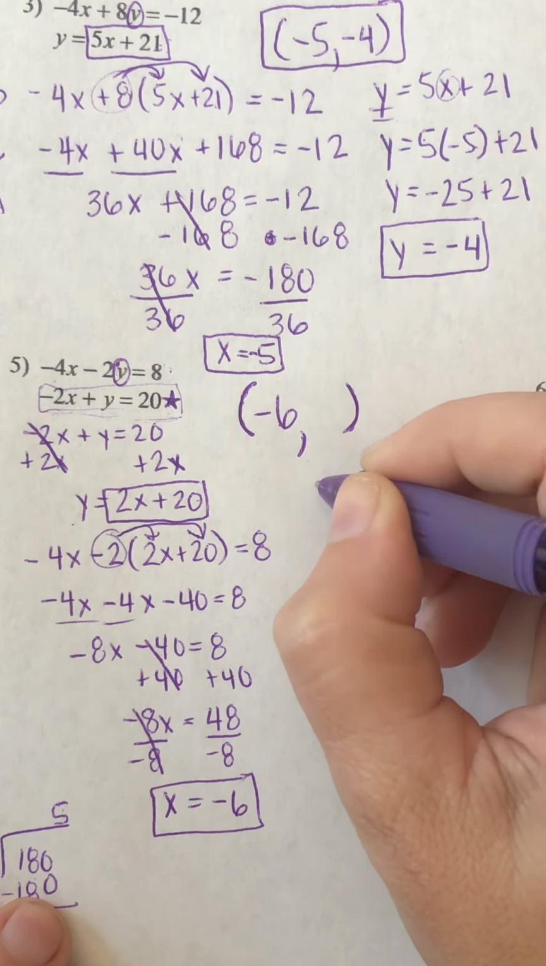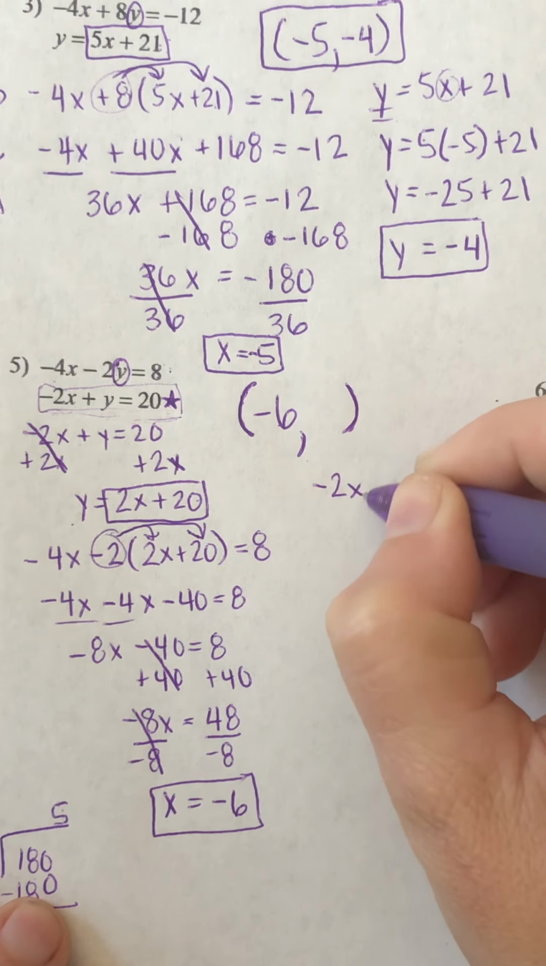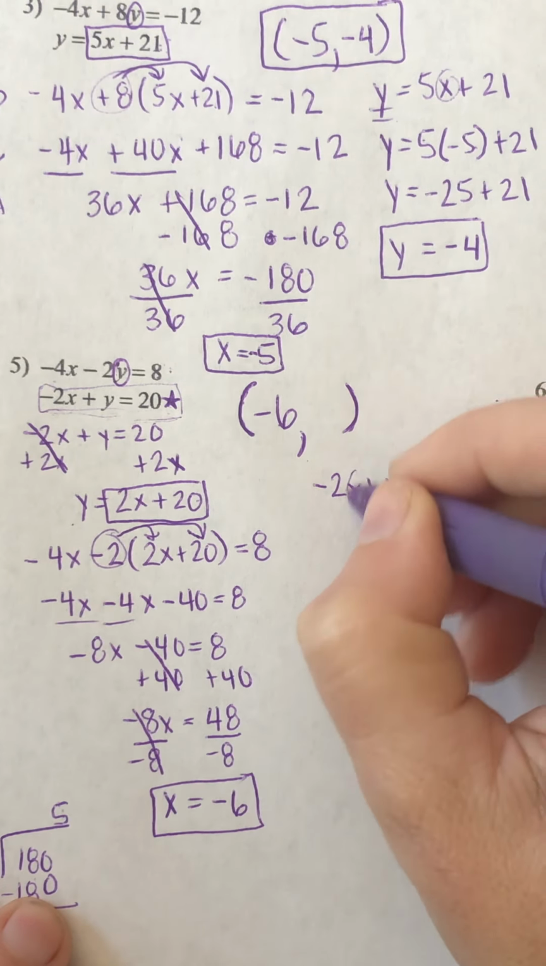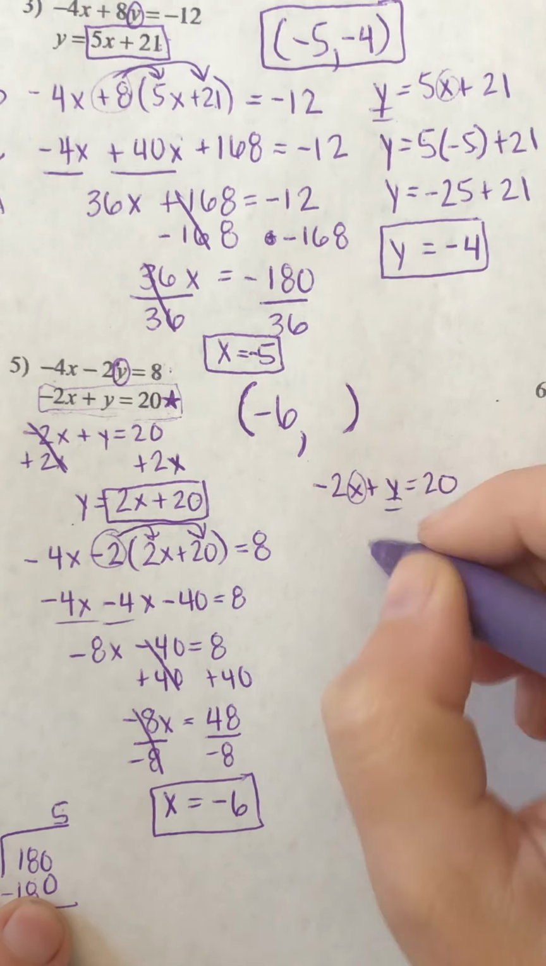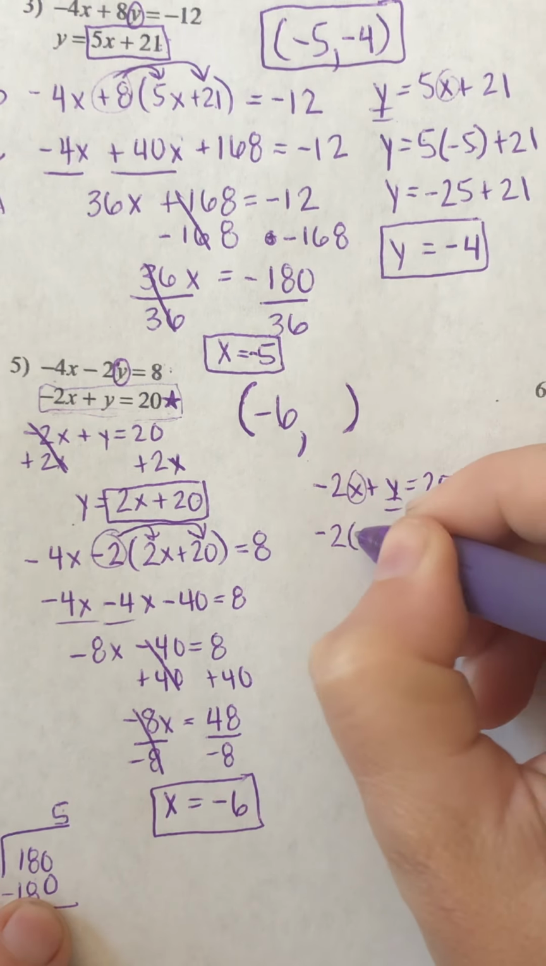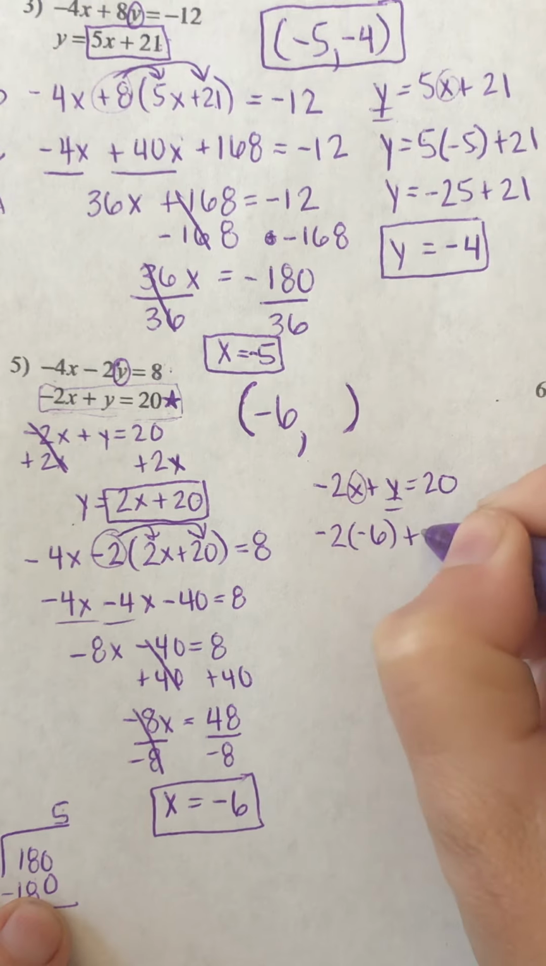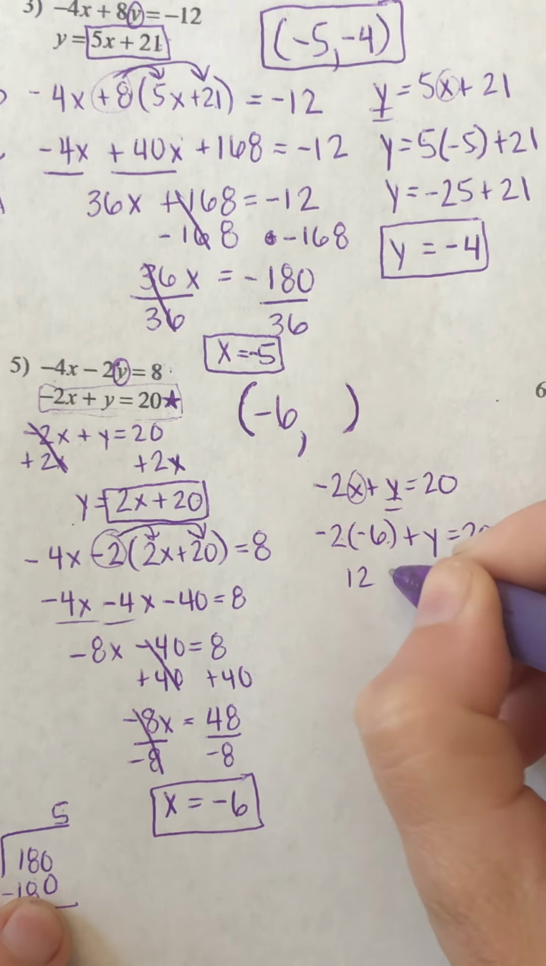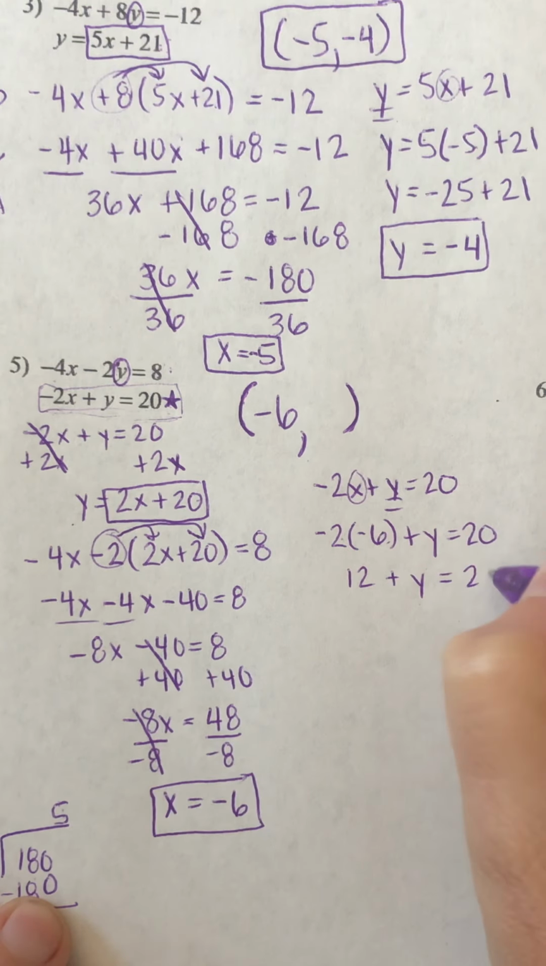So I'm going to rewrite it. Negative 2x plus y equals 20, and this time we're plugging in for x. We're solving for y still. So negative 2 times negative 6 plus y equals 20. It's going to give us 12 plus y equals 20.